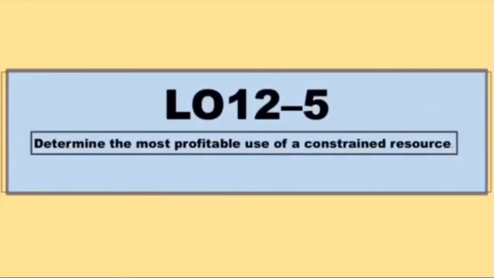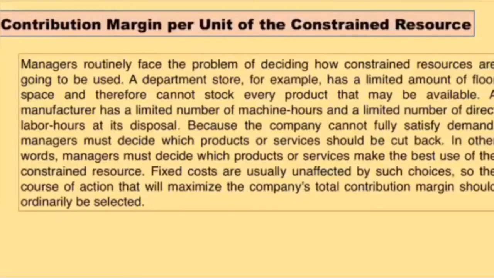Determine the most profitable use of a constrained resource. Contribution margin per unit of the constrained resource. Managers routinely face the problem of deciding how constrained resources are going to be used. A department store, for example, has a limited amount of floor space and therefore cannot stock every product that may be available. A manufacturer has a limited number of machine hours and a limited number of direct labor hours at its disposal. Because the company can't fully satisfy demand, managers must decide which products or services should be cut back.